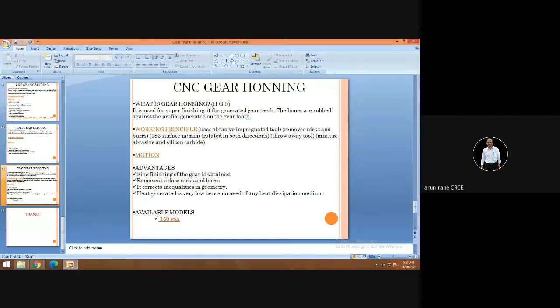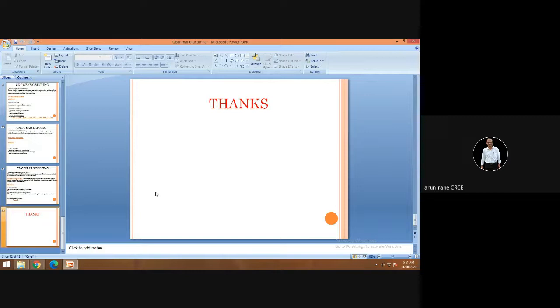Again, you have gear teeth honing here. The advantage of gear teeth honing is that it will remove some surface defects or surface impurities. It will remove the nicks and burr marks from the surfaces. It will correct some distortions, very minor, maybe up to 0.05. Then the heat generated is very low in the case of gear teeth honing.